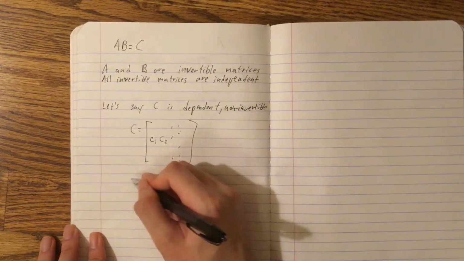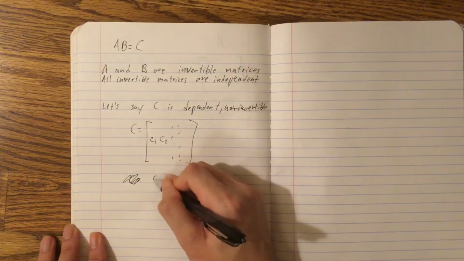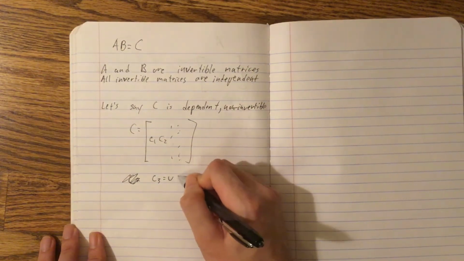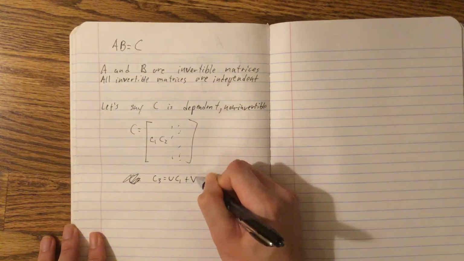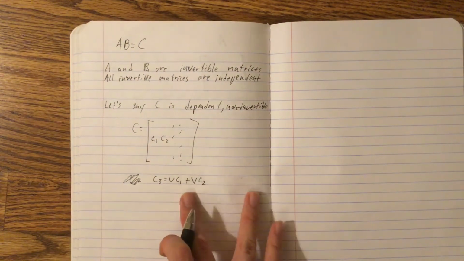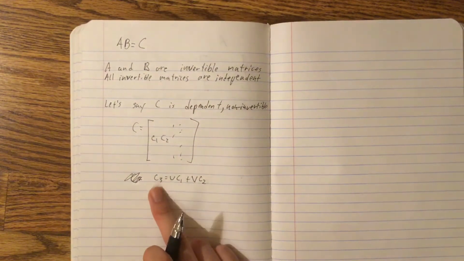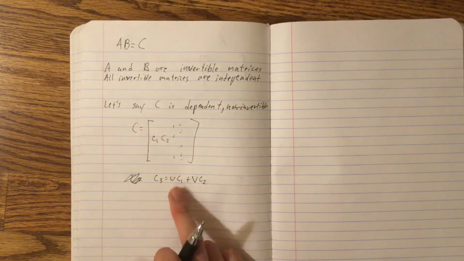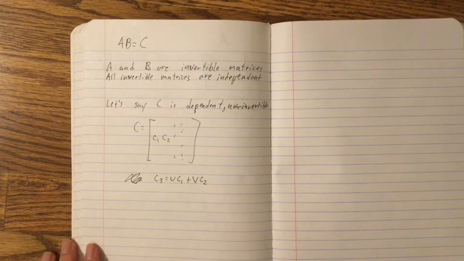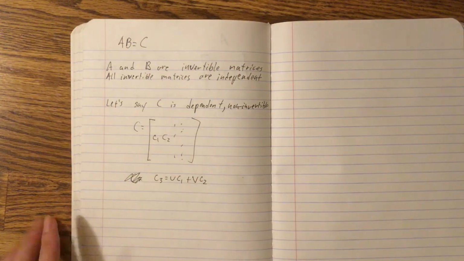This means that there's some C3 for which the linear combination U times C1 plus V times C2 equals C3. And you can prove this for longer chains, but I just want to prove it for this short chain, all right? So there's some column which equals a linear combination of the other columns. U and V are scalars here. They're usually used as vectors, but I'm using them as scalars.